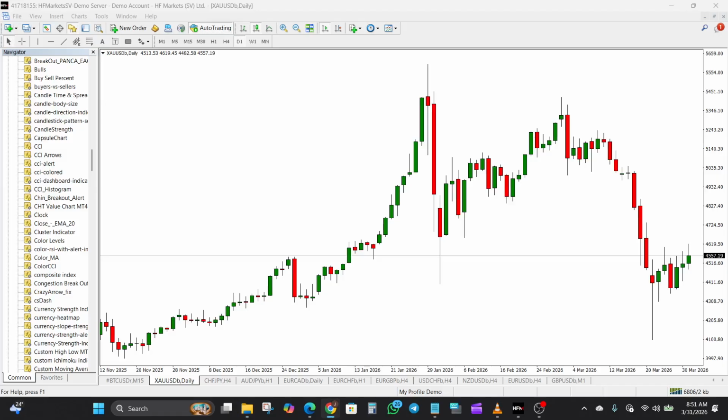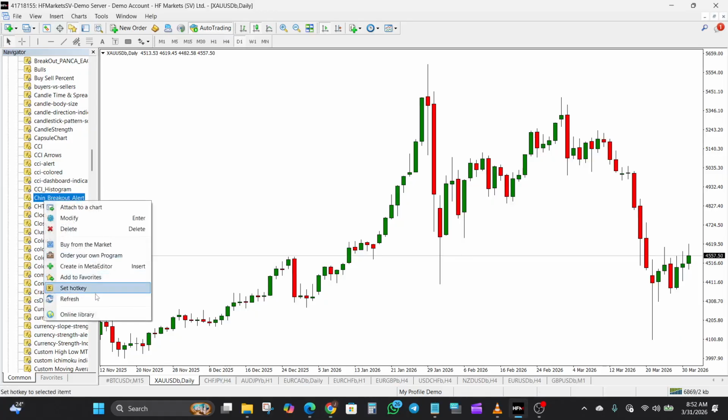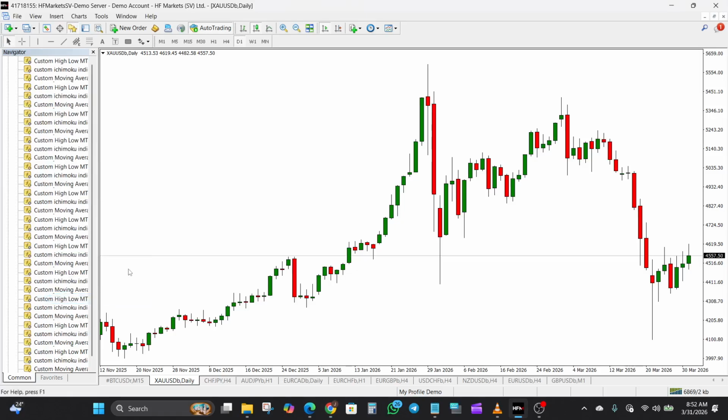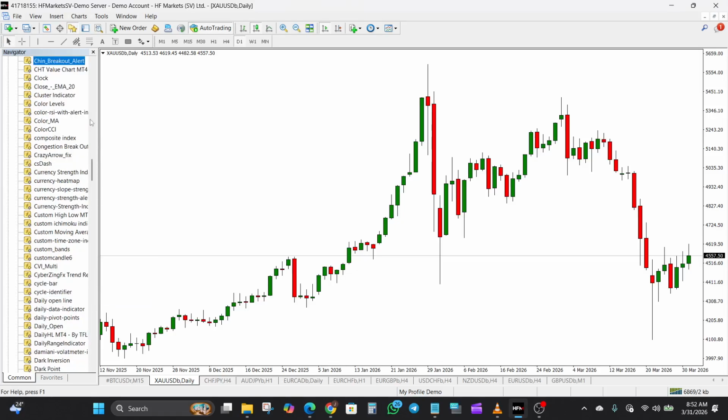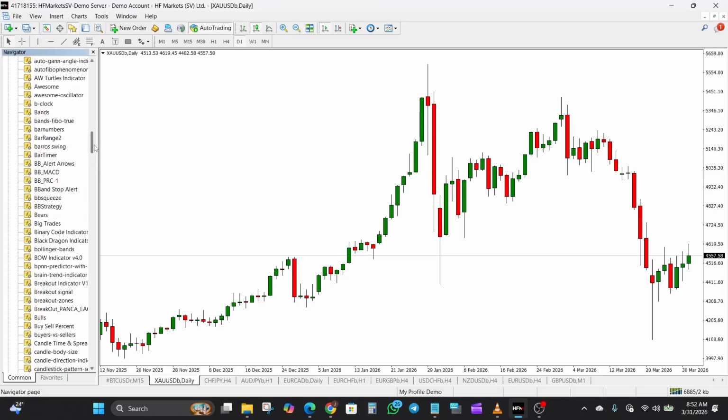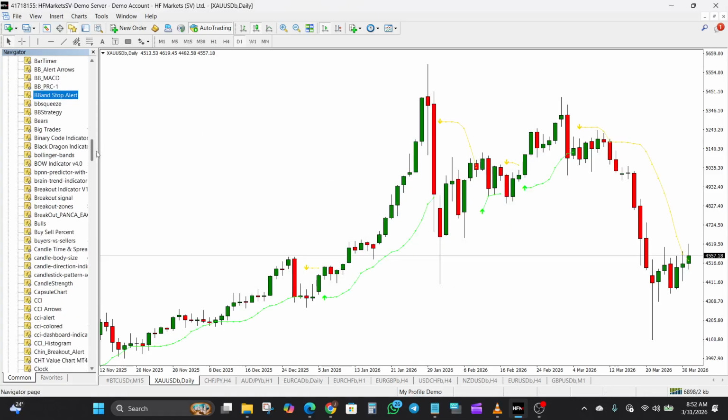All right, so let us start by adding the indicators one after the other because the system comprises several indicators. We are going to start by adding the BBand Stop Alert, here we go, and then the RSX NLP MTF. Let's look for that.